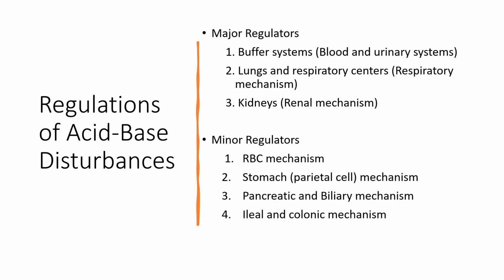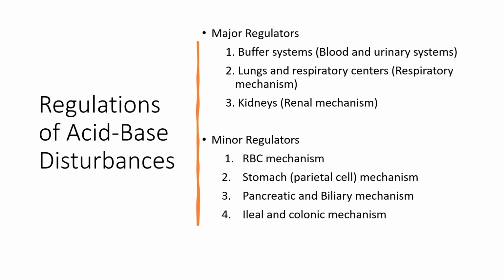Now, in order to ensure that the pH of the blood is maintained at a steady state, major and minor regulators of acid-base balance come into play. Their function is to ensure that the pH of the body is returned to normal in situations where there is an excess of acidity or alkalinity. They are referred to as major regulators and minor regulators because of the extent of contribution they make to the maintenance of normal pH of the body.